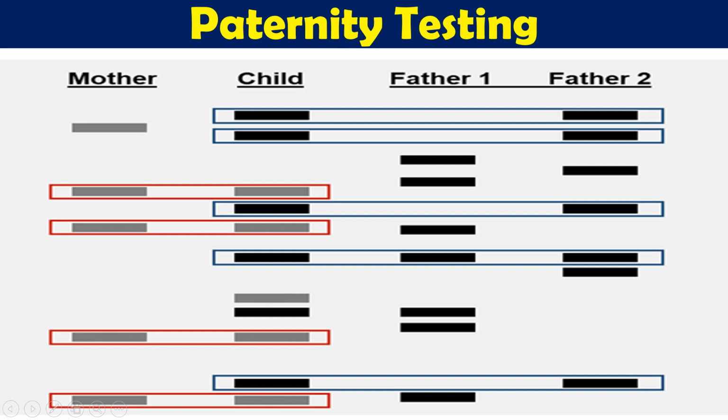These two are not matching anywhere. This is matching with father number 1, this is from mother, this is father number 2, this is mother. So if we say, the maximum match is from father number 2. So the possible father of this child is suspect number 2. On the basis of restriction, gel electrophoresis, hybridization and probe detection, autoradiography, we can detect criminals and we can do paternity testing.